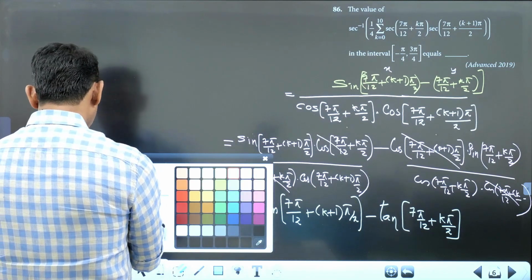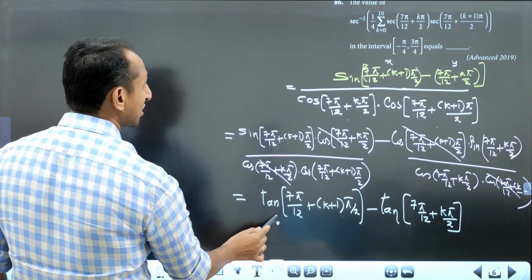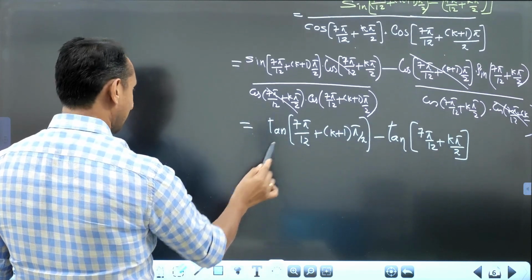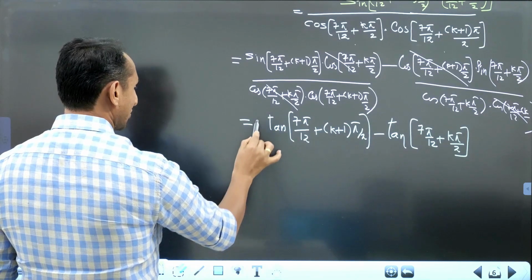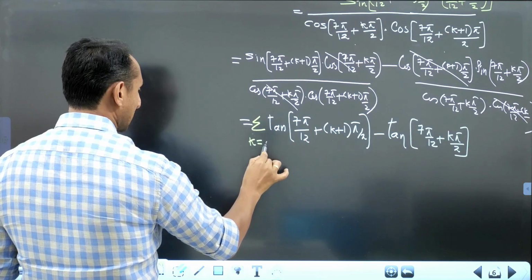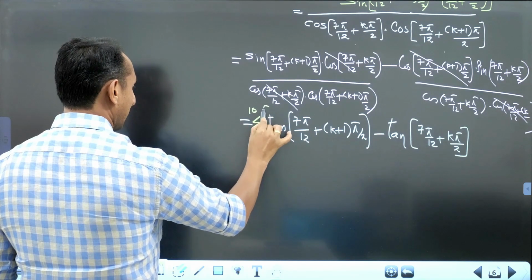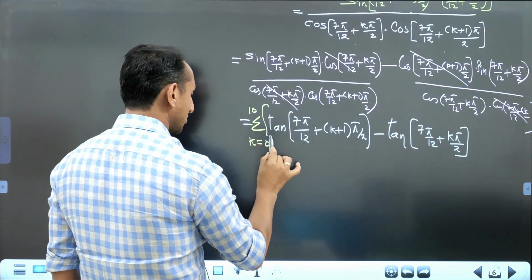Then applying sigma here, sigma from k equal to 0 to 10. What happened?